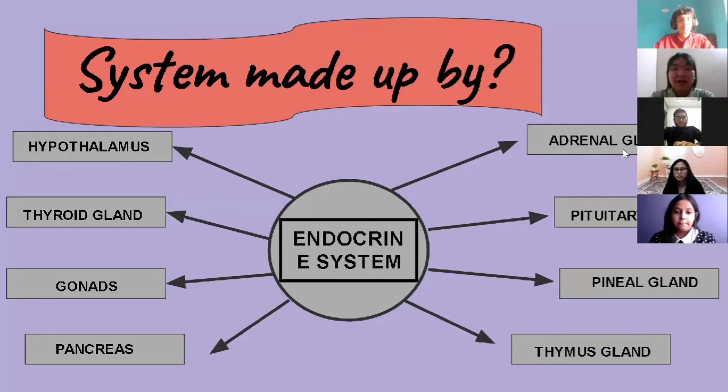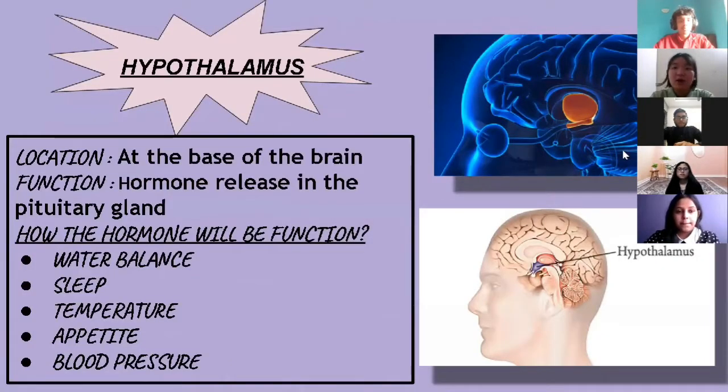First and foremost, let's talk about the hypothalamus in our brain. It helps to stimulate the hormones released in the pituitary gland. The hormones will be released and control water balance, sleep, temperature, appetite, and blood pressure.